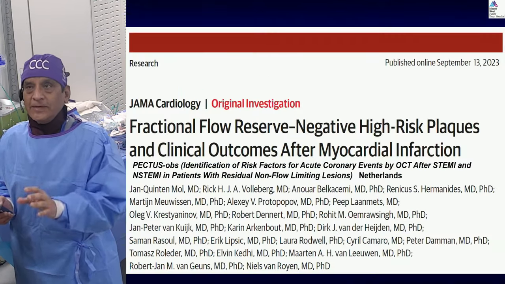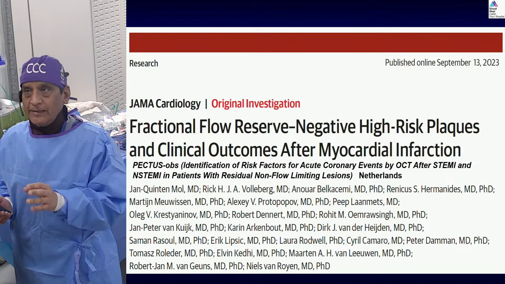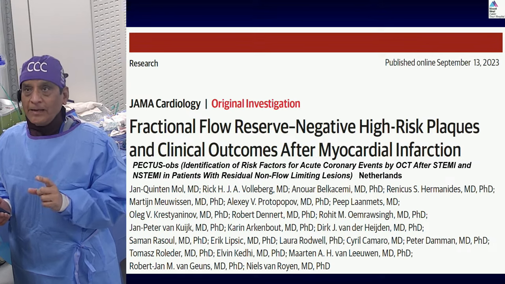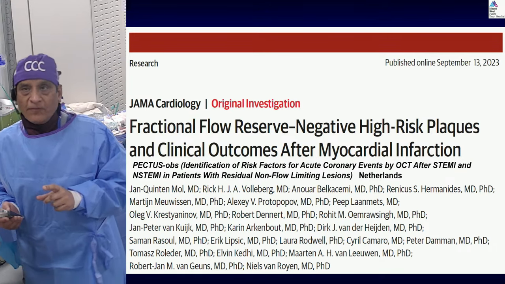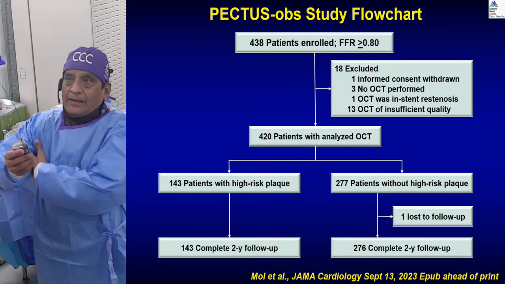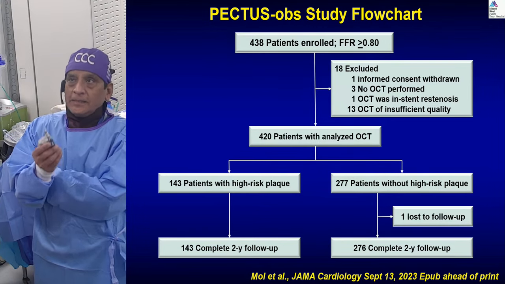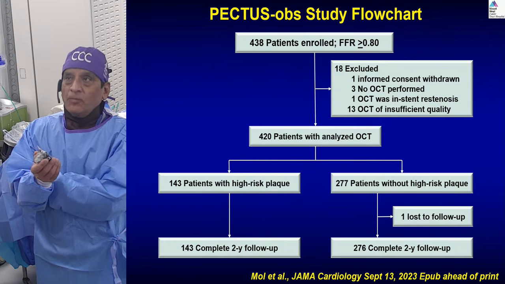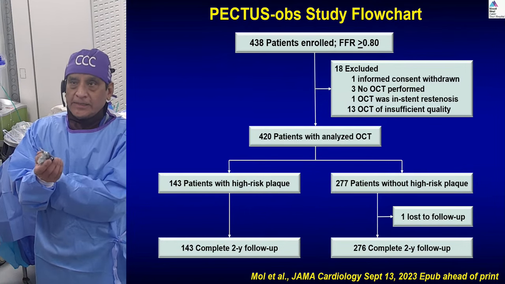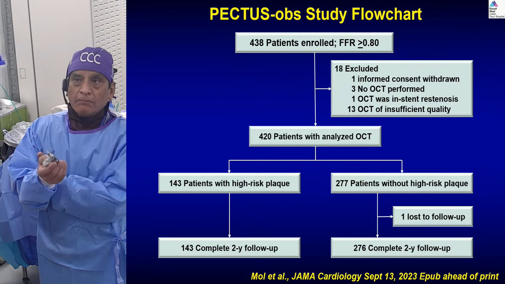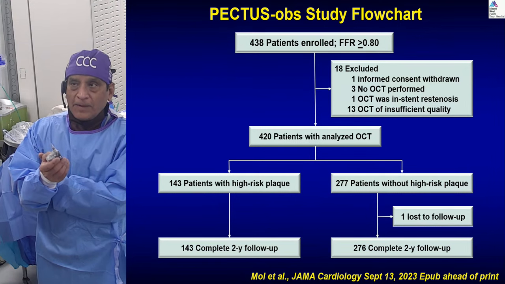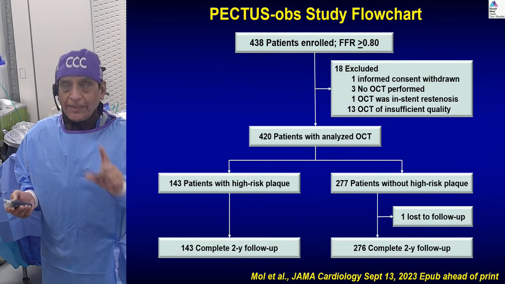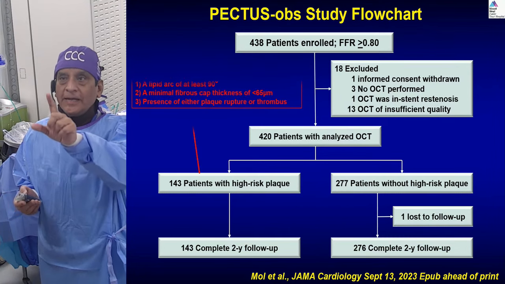And this was basically answered by a large study from the Netherlands, on fractional flow reserve negative high-risk plaque and clinical outcome after myocardial infarction, called the PACTUS-OBST trial. Now, what was it? They took patients with an intermediate lesion of 40 to 70%, FFR more than 0.8, and they did OCT. The patients were divided based on high-risk plaque versus without high-risk plaque. So of the FFR more than 0.8, 34%, one-third, had the high-risk plaque.